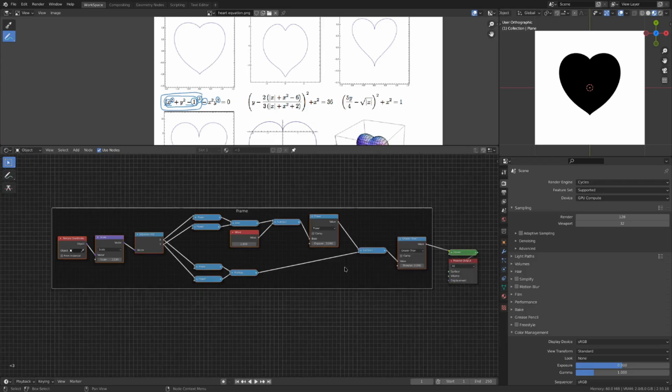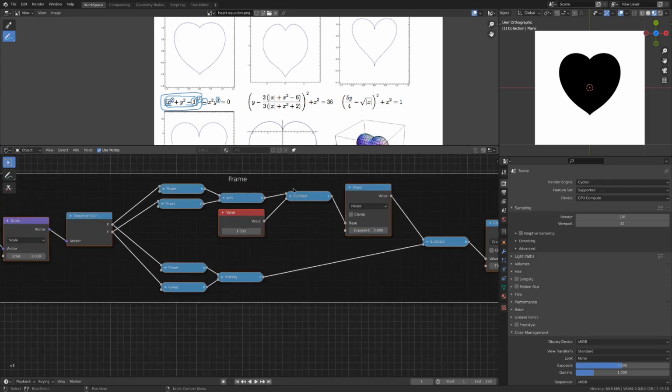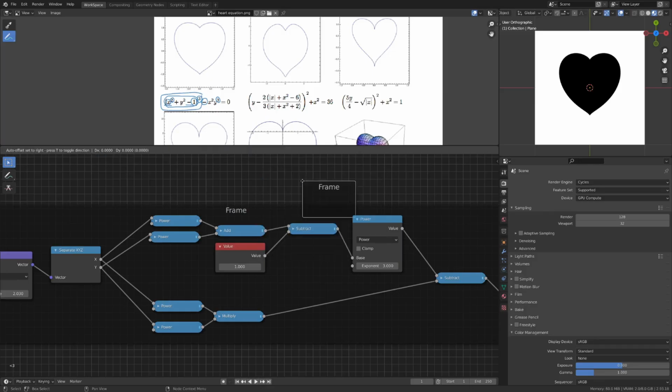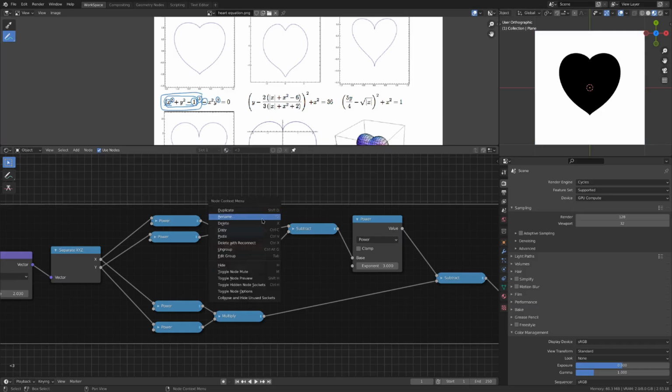Ctrl J. If you're using the latest version of Blender, you need to press F to make a frame, or if you're using a previous version of Blender like me, then you can use Ctrl J to make a frame, or you can just simply search for frame here and make a frame. It's a very convenient shortcut. So let's just say first hot.